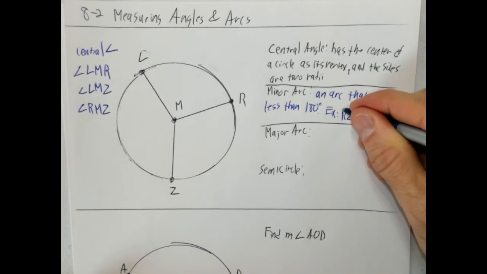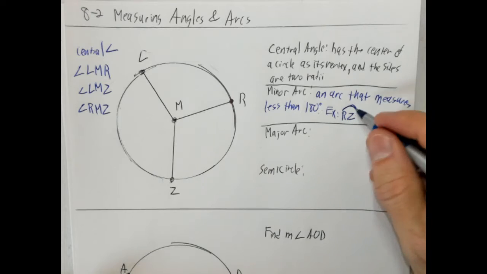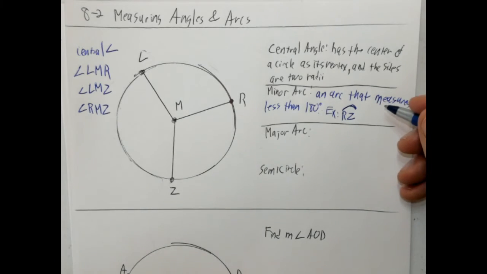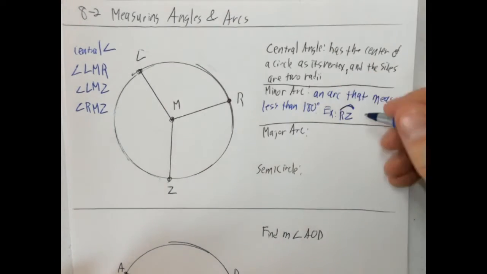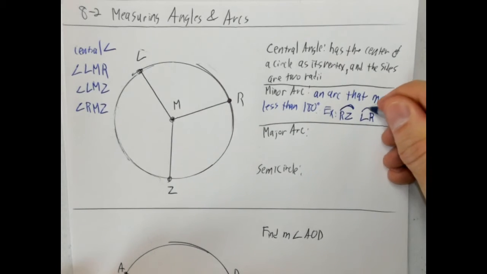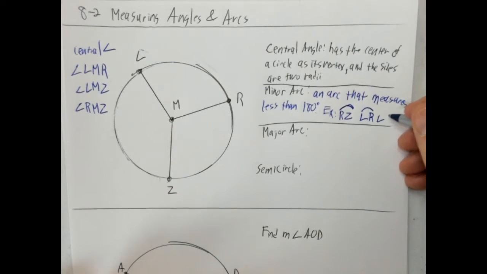So the way you draw an arc is you draw the letters, and you draw a little part of a circle over them, almost like it looks like an arc. It is specifically an arc. Also, LR would be one, and LZ would be one. Those would be minor arcs.